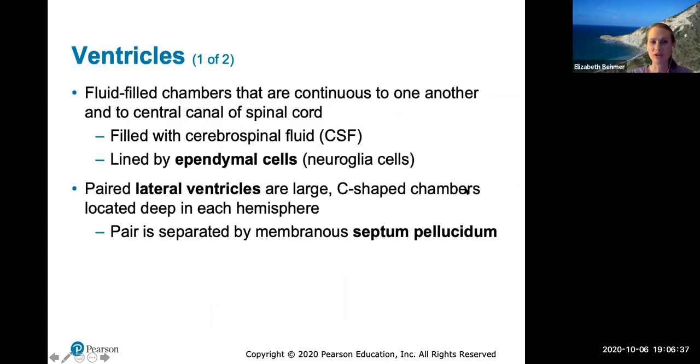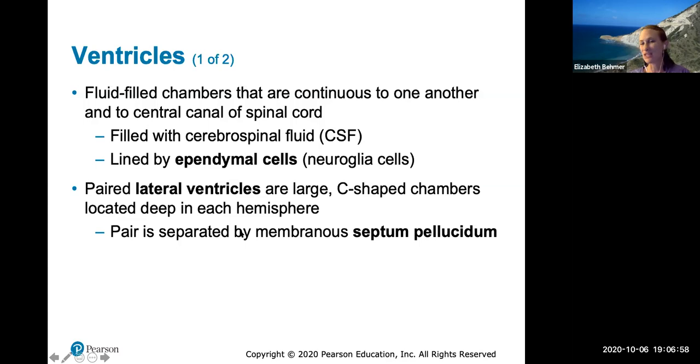Okay, ventricles. You have ventricles throughout the brain. These are fluid-filled chambers. They're continuous with one another and with the central canal of the spinal cord. Because they're all connected, they will all contain CSF, the cerebrospinal fluid. They're lined by the neuroglial ependymal cells.